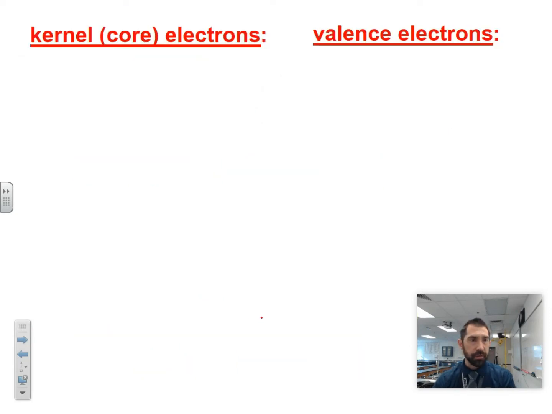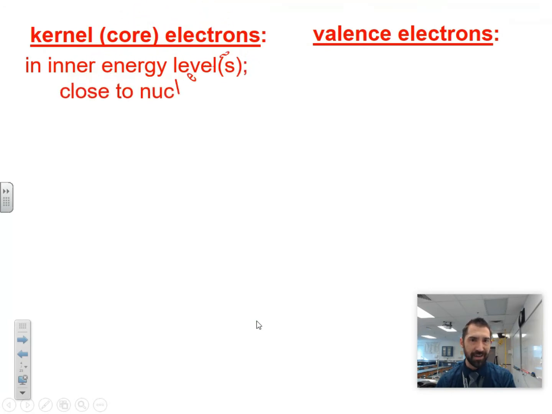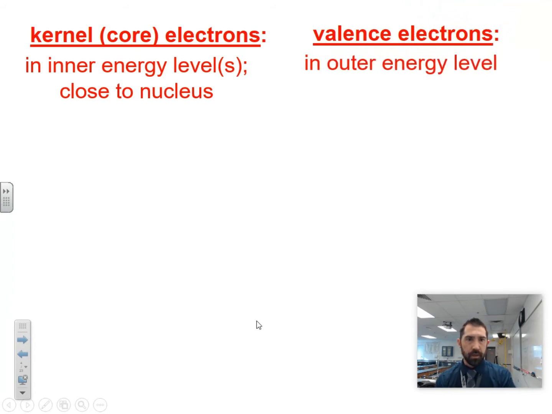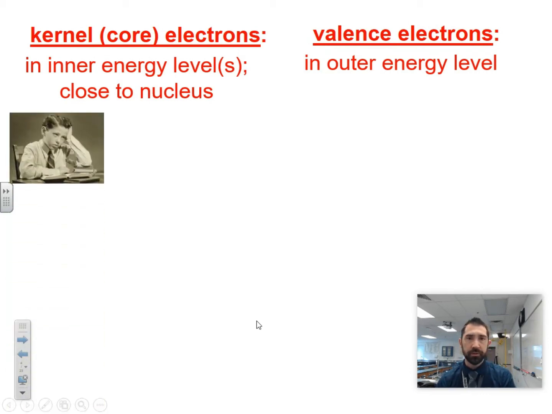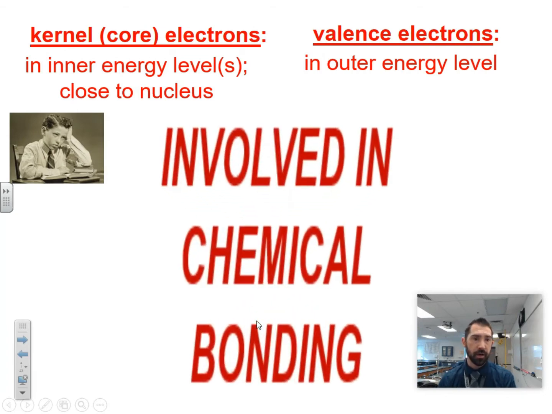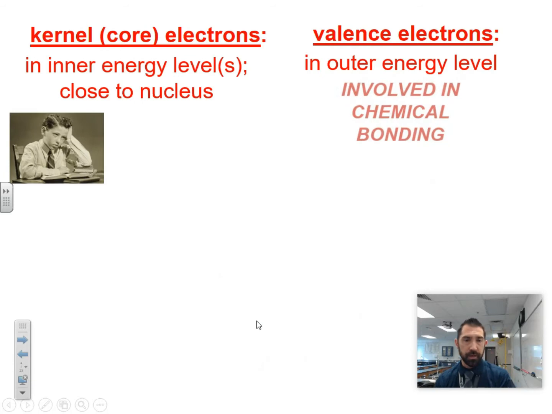So let's define both of these terms. The core electrons are those inner energy level electrons that are the closest to the nucleus. And the outer energy level electrons are the valence electrons. Those core electrons are kind of boring. They don't really participate in bonding. They're there, but they're not the ones involved in chemical bonding. So again, that annoying animation is to have you focus on the idea that it's the valence electrons that participate in chemical bonding.